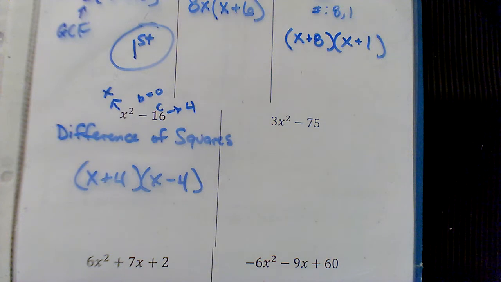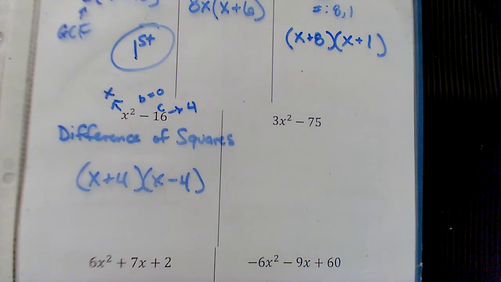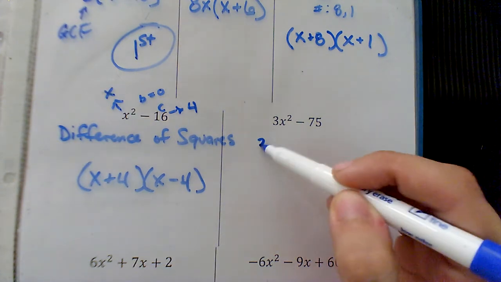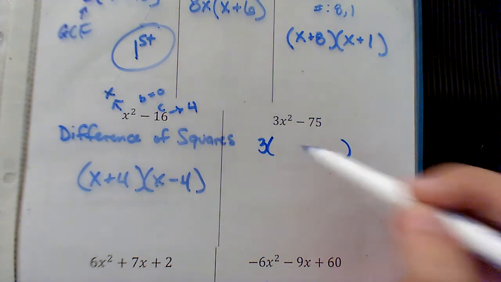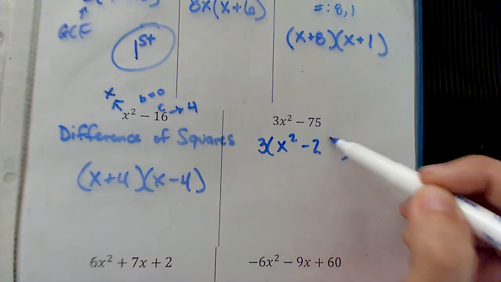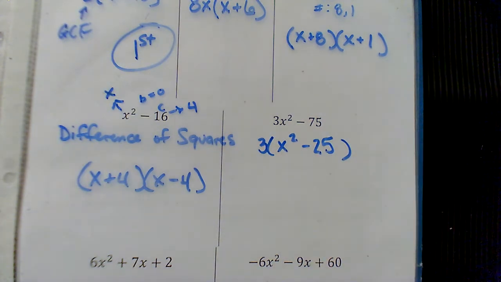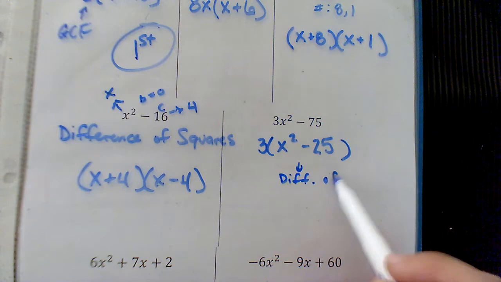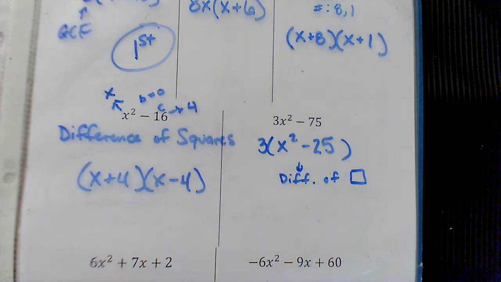What factoring techniques can we apply? You see one, Lucas? There we go. All right, GCF always first. At least we'll try it. So x squared minus 25. So there's one technique, but we got to ask ourselves, can we use another? Okay, can we keep going? And Lucas saw that this one was a difference of squares.